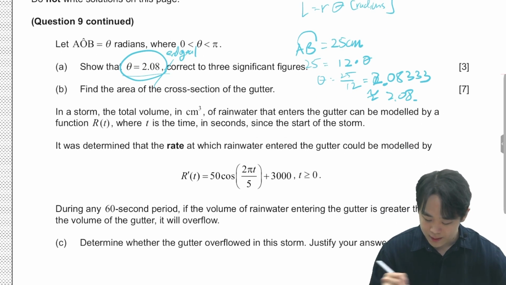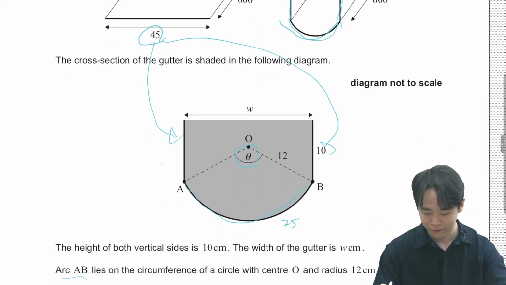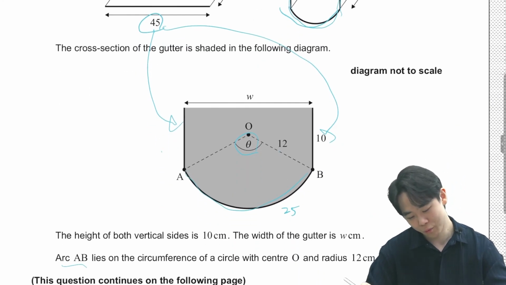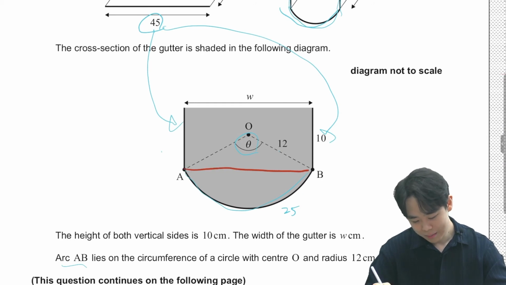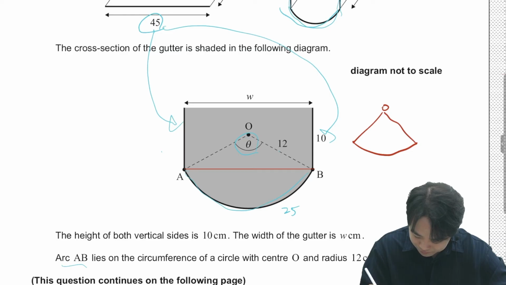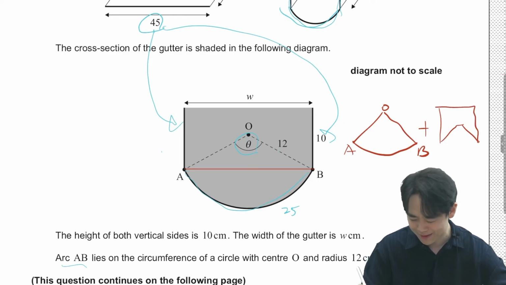Okay, next, let's find the cross-sectional area of the gutter. Okay, so we want to find this shaded area. Now, how do we do that? One approach might be, we could try adding the sector AOB, right? So we have this entire sector here. And then we could just add this funky shape right here. Easy peasy, right? But the thing is, this is not too straightforward to get.